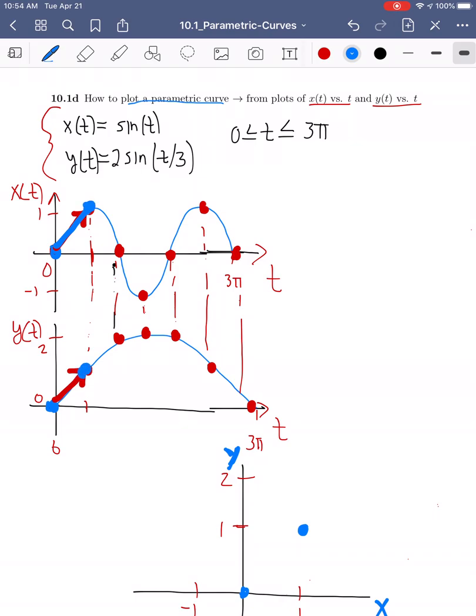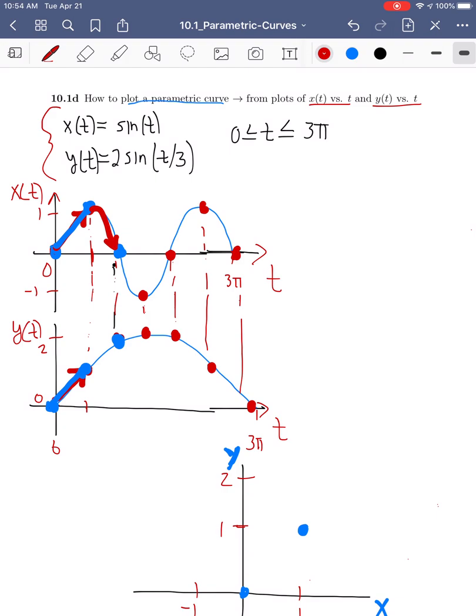All right, so from there, let's move on to the next point. Well, at the next point, x is going back down to 0. And associated, y is still increasing, and it's increasing towards its max value, it looks like. So it looks like x is going down towards 0.